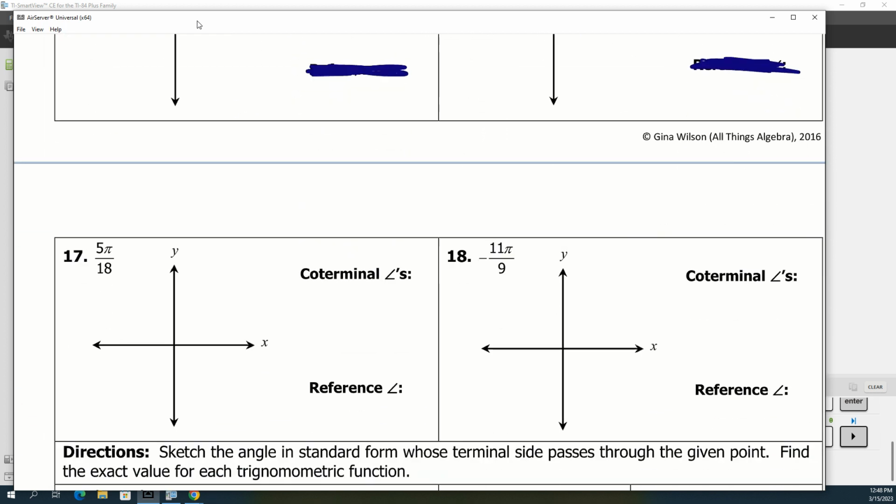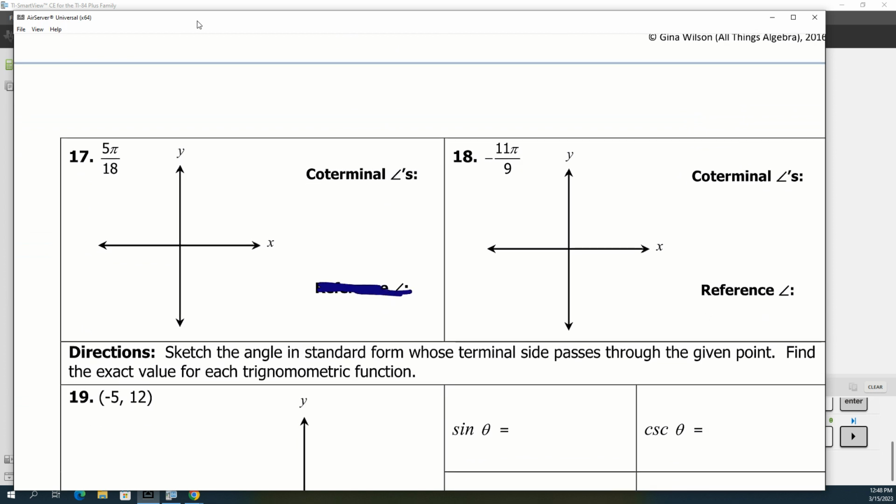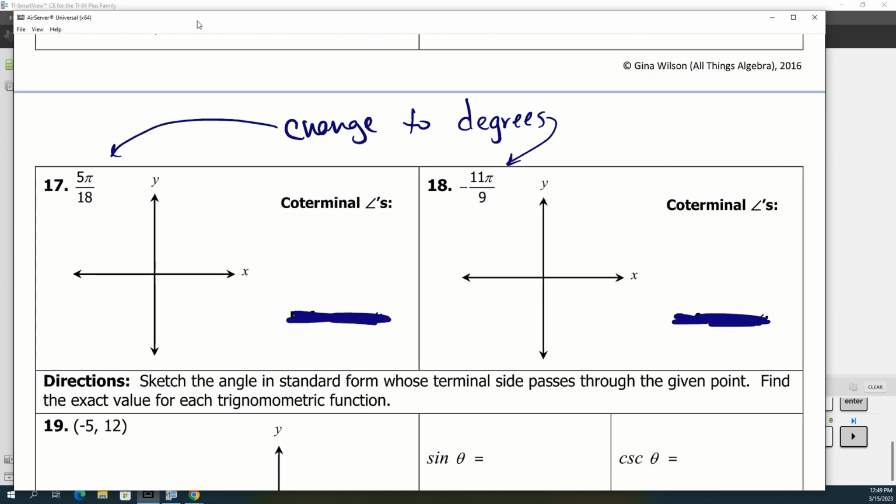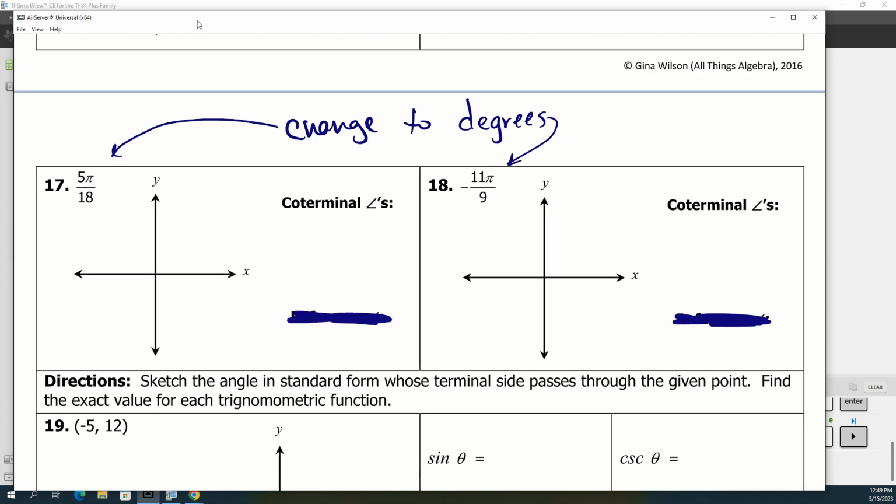And then also on the back, we're not doing them on 17 or 18. And if it was me and I was doing 17 and 18, I would change to degrees before I tried to graph it. Graphing in radians is pretty tough. Right. So today is just 1 through 18. We'll save 19 through 21 for tomorrow. So when you get done, just hold on to it for tomorrow.